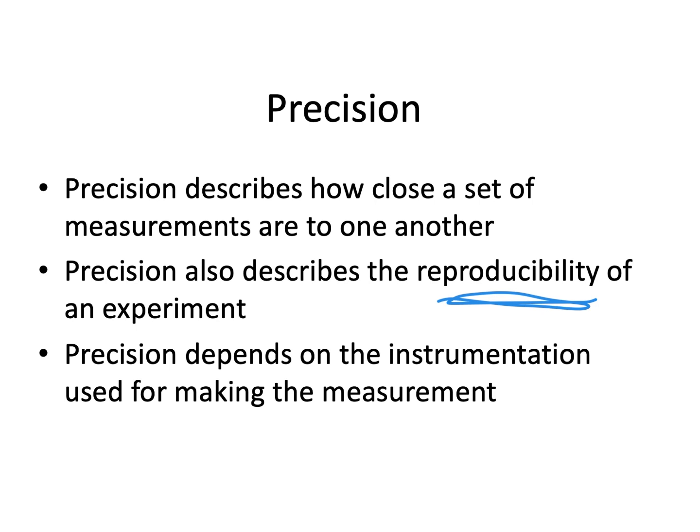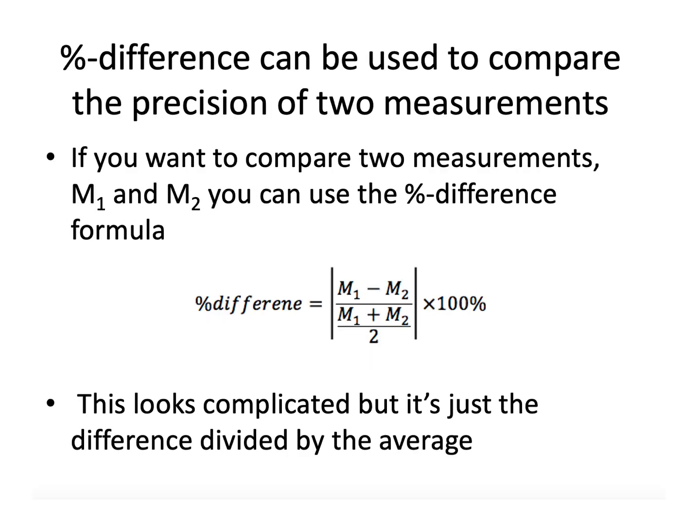And as we see here, precision can depend on the instrumentation used for making the measurements. Now, if we want to look at how close two numbers are together, where one of them is not an accepted value or a known quantity, we can use percent difference instead of percent error. And the way that we calculate percent difference is we use a different formula, but one that's very similar.